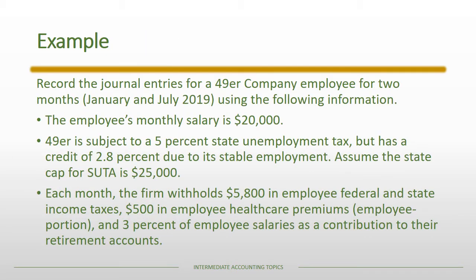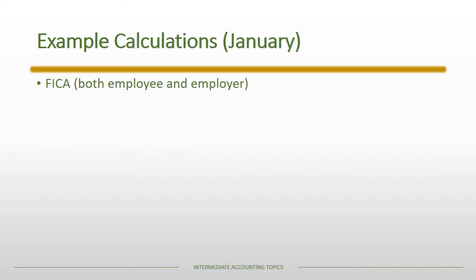A lot of information here, but basically you have a company with an employee. The employee earns $20,000 every month, and we're going to record the journal entry for the payroll in January and July of 2019, knowing that, of course, they would also have February, March, April, May, and June in the interim. And so there is a state unemployment tax and the credits and all this stuff that we'll work through on each piece. So let's talk first about our January journal entry.